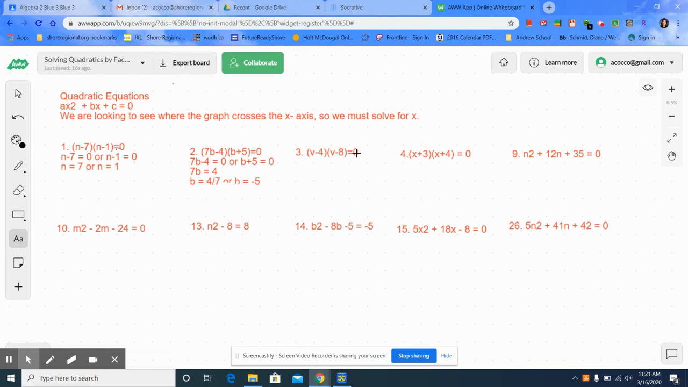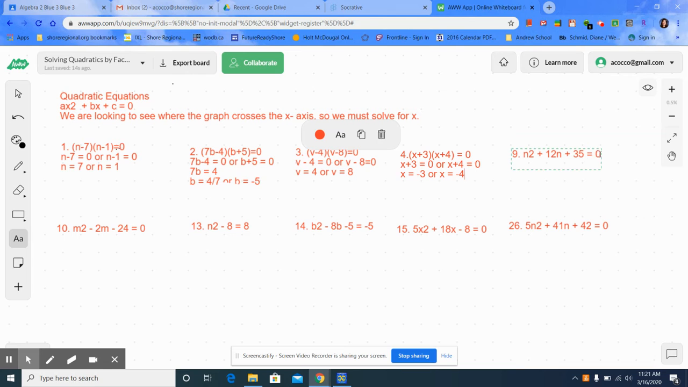For the third one, we set both parts equal to 0, v minus 4 equals 0, or v minus 8 equals 0. So your answers would be v equals 4 or v equals 8. Same thing for this last one, set equal to 0, ready to go. x plus 3 is equal to 0, or x plus 4 equals 0. So our final answers would be x equals negative 3 or x equals negative 4.